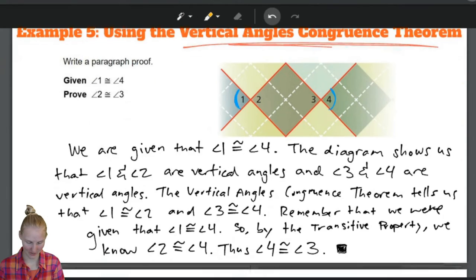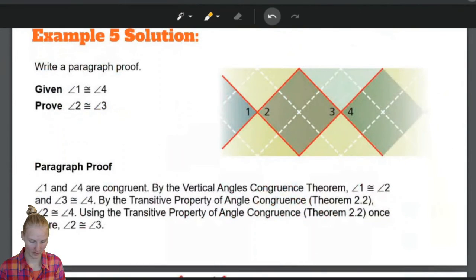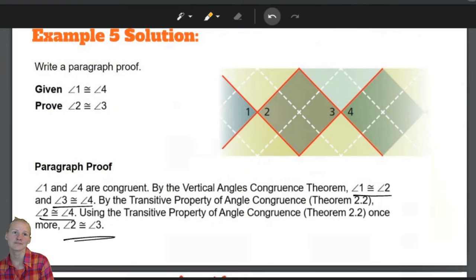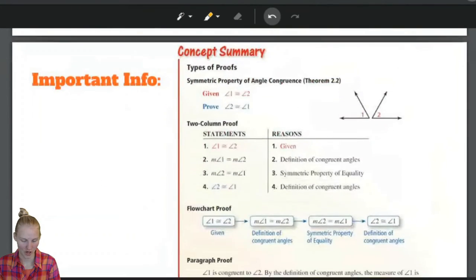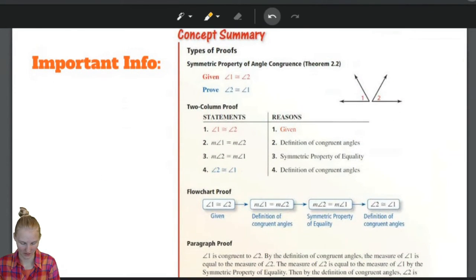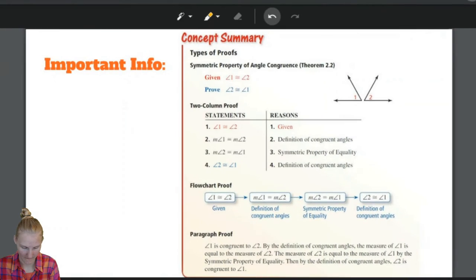So we can check our answer. Angle 1 and 4 are congruent, given. By the vertical angles congruence theorem, angle 1 is congruent to angle 2, angle 3 is congruent to angle 4. By the transitive property of angle congruence, angle 2 is congruent to angle 4, and then the transitive property again tells us that angle 2 is congruent to angle 3. Sounds exactly like what we did. Yay!